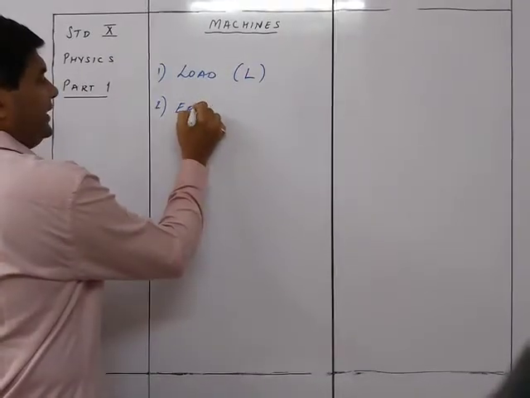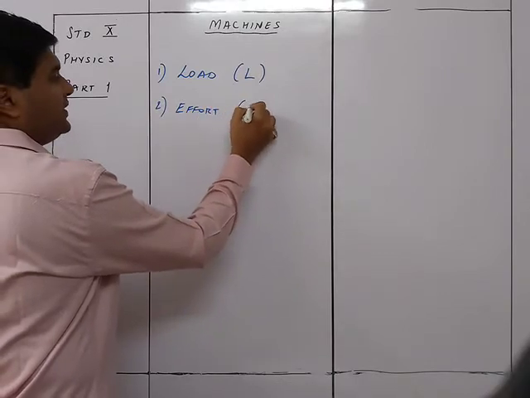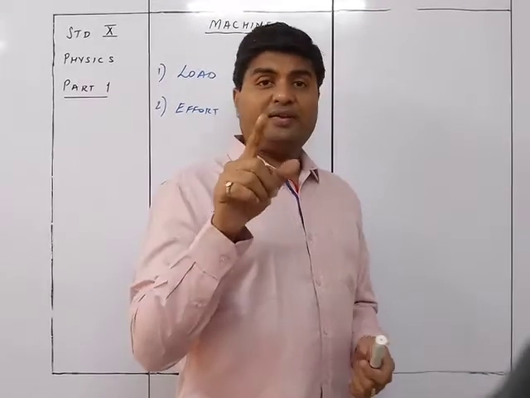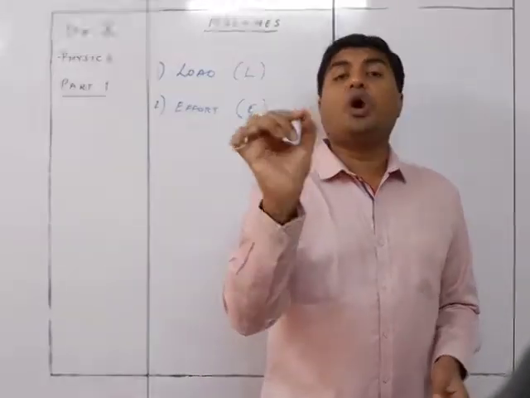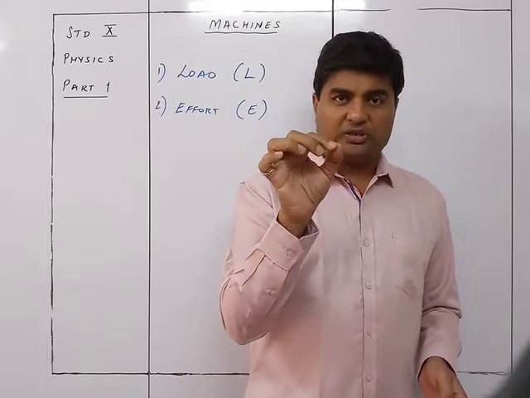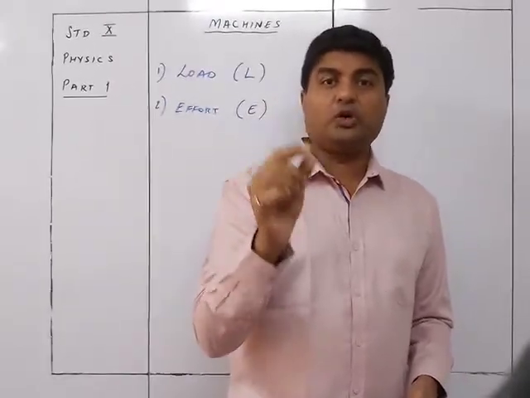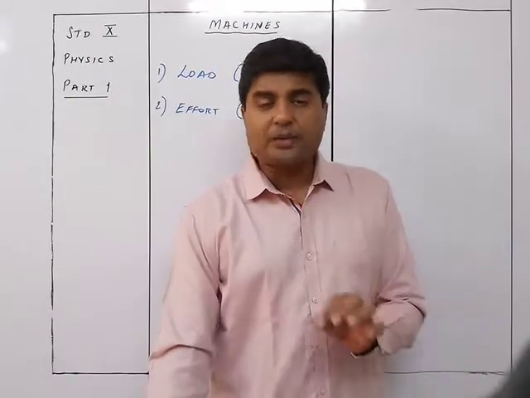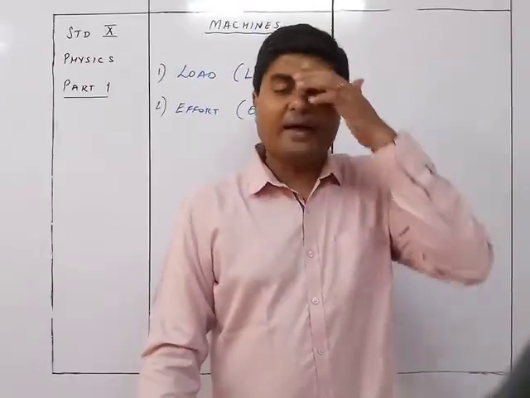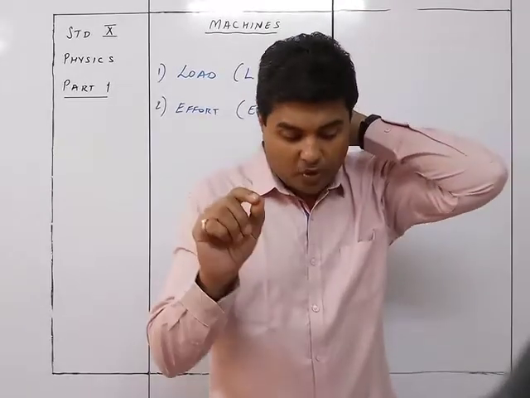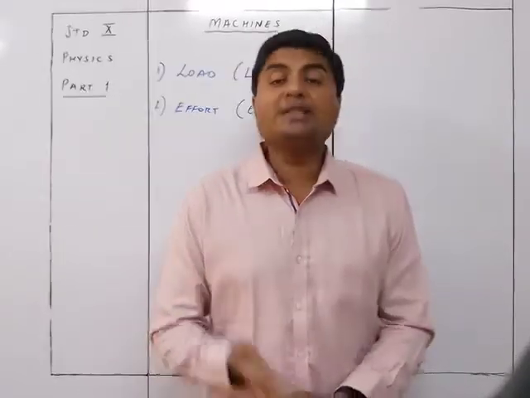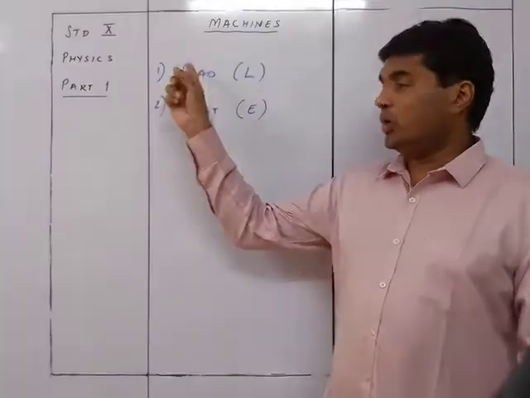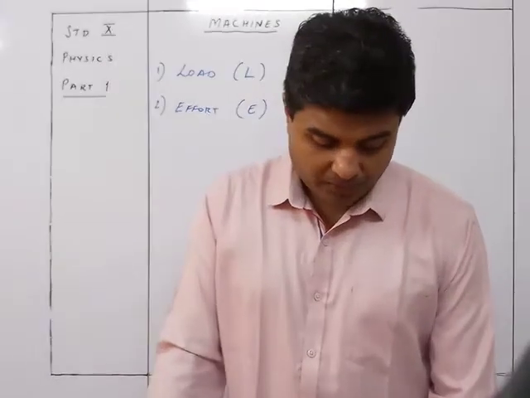The second one is the effort. Effort is always given as E. We said over there that it is that particular small force which is applied on the machine to overcome this load. So the force applied on the machine to overcome the load is called the effort.